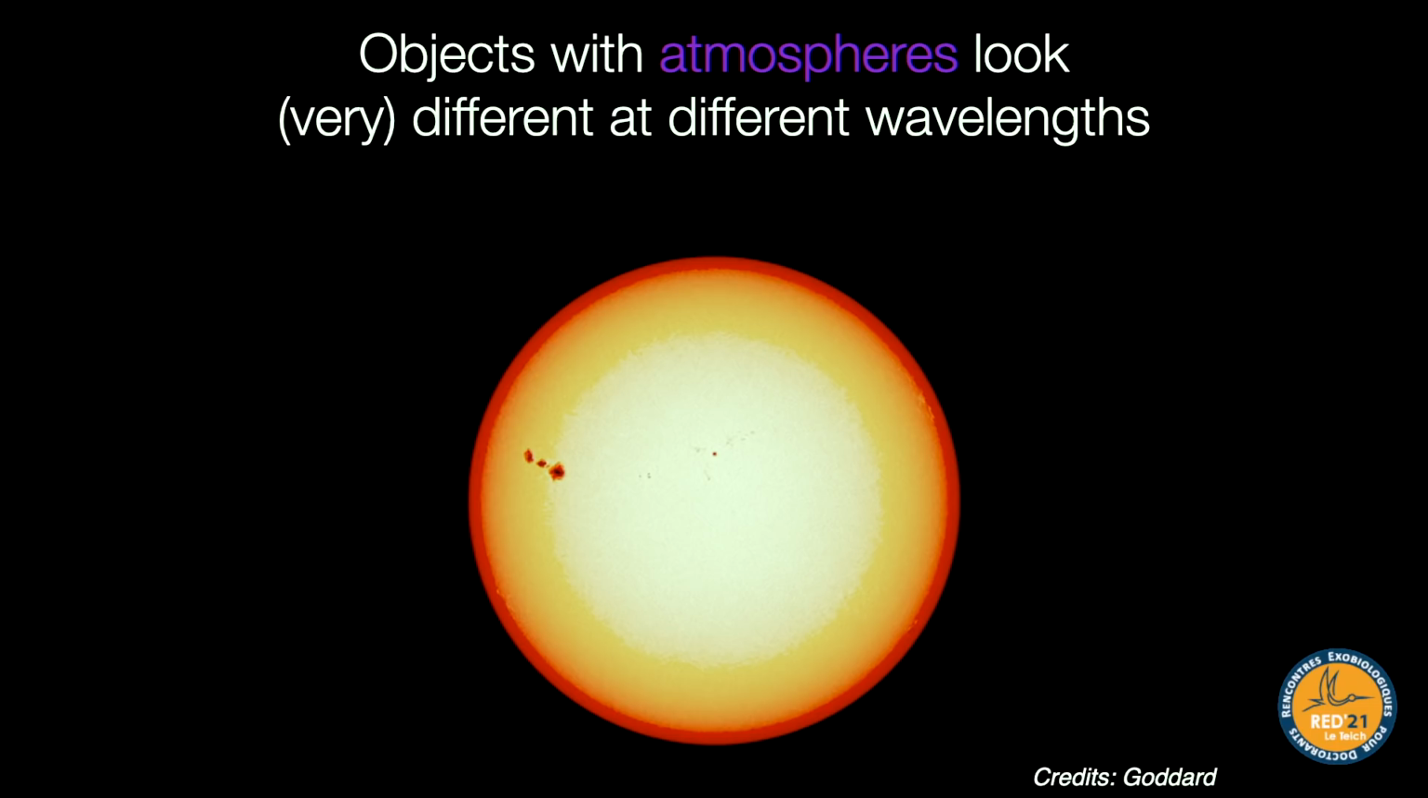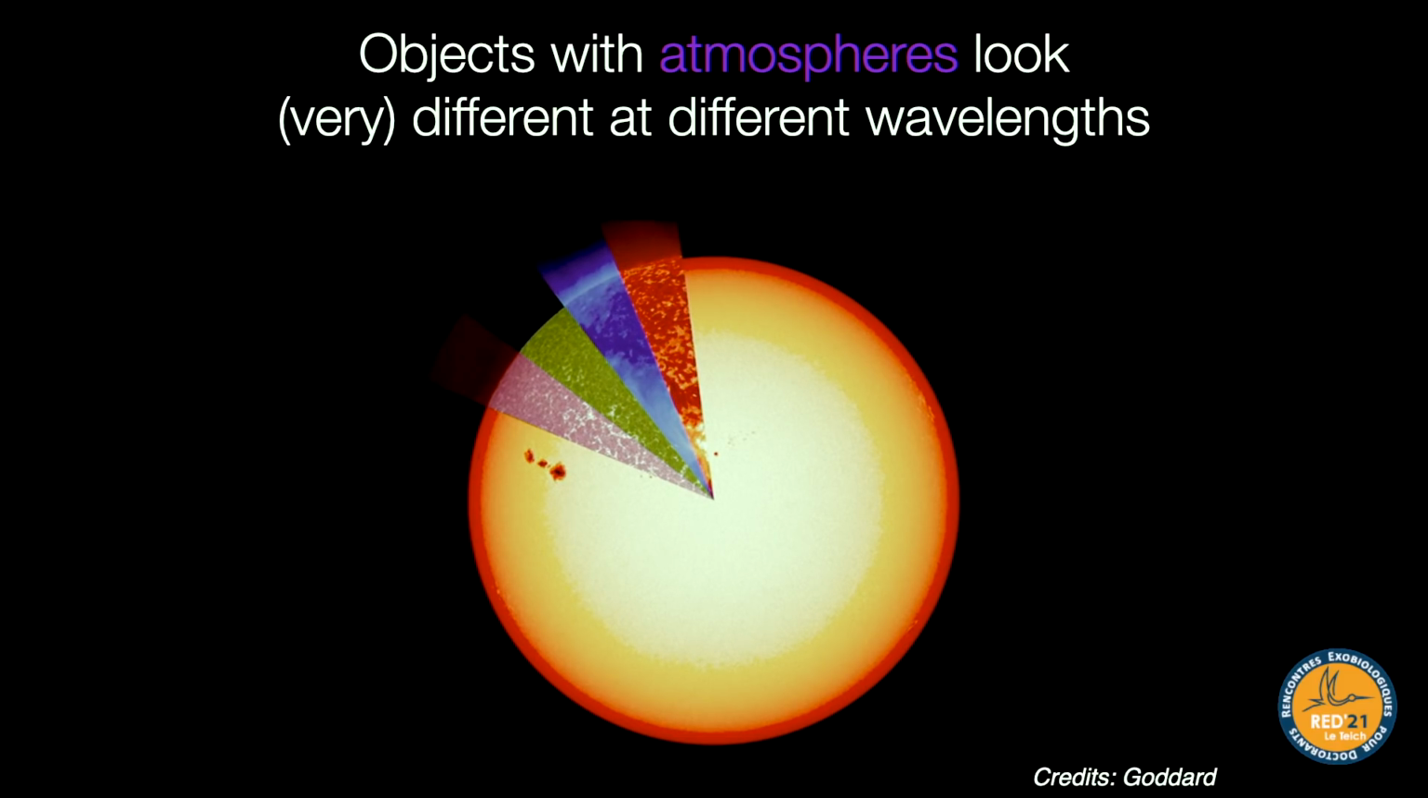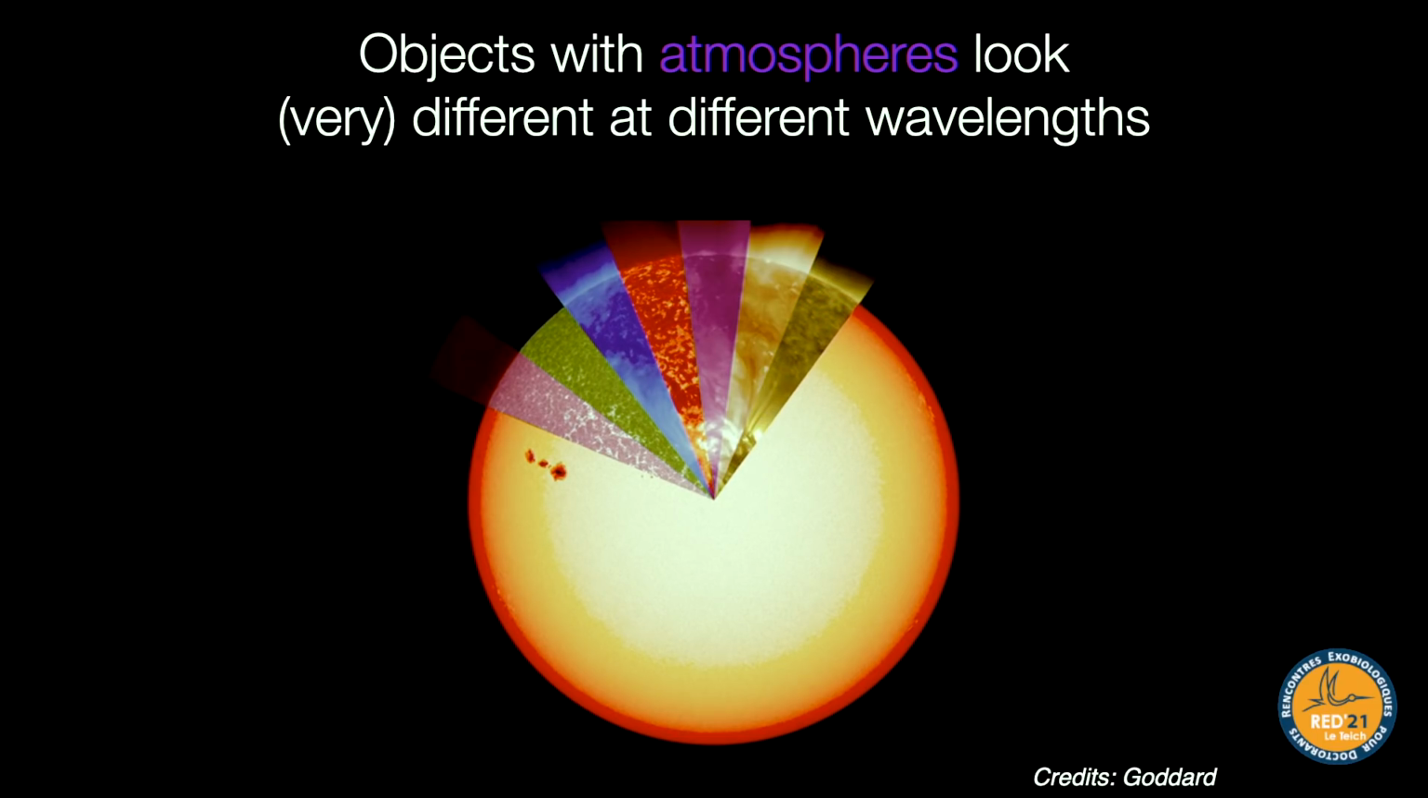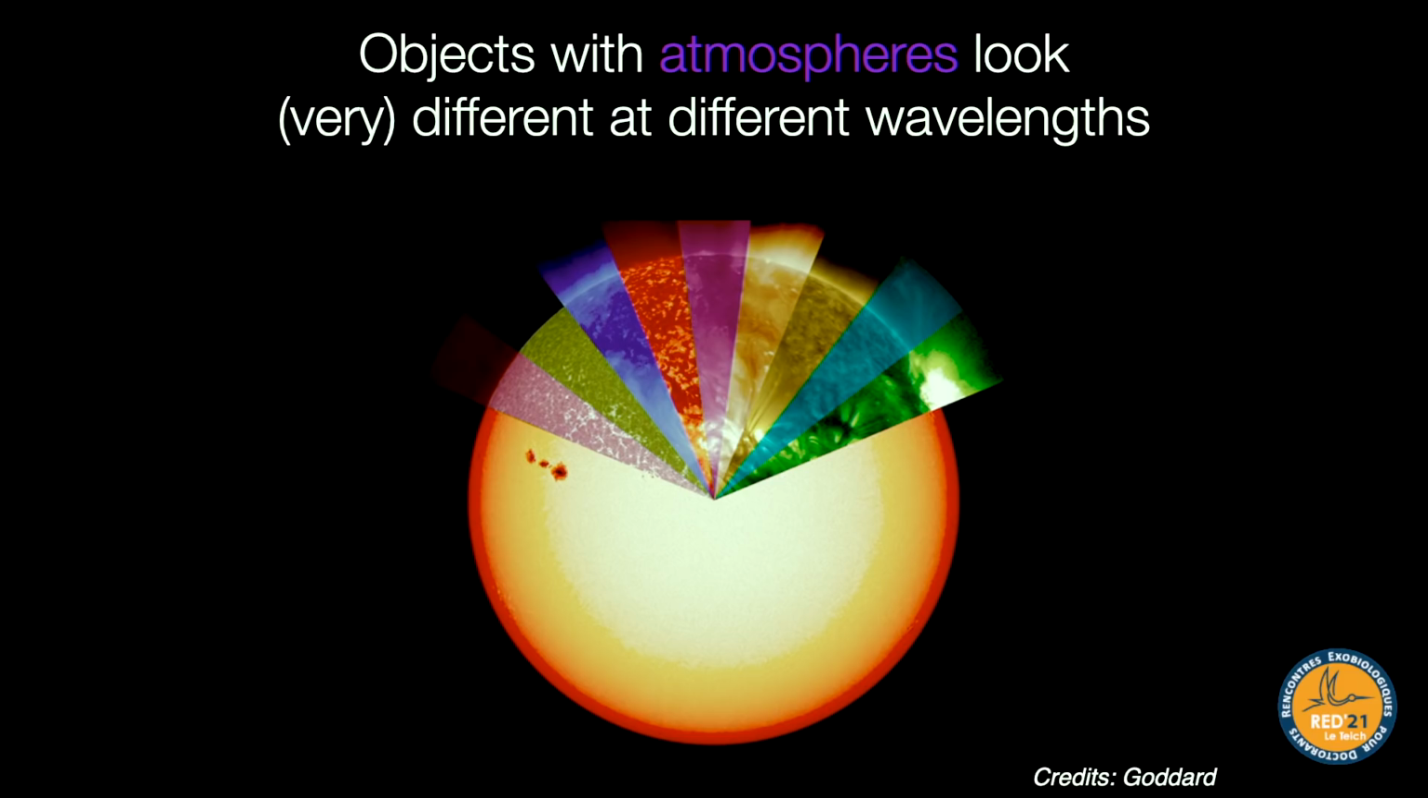So we are going to have to figure out ways to infer the presence of an atmosphere without having a photograph. The interesting thing is that an object with an atmosphere looks very different at different wavelengths. Of course, even solid surfaces without an atmosphere look a bit different at different wavelengths. But when you have an atmosphere, as you'll see here, the differences are enormous.